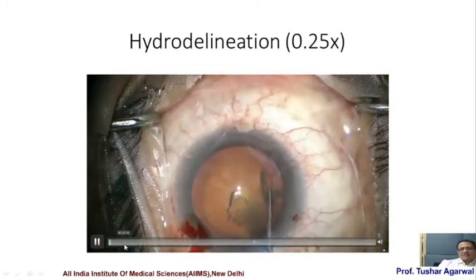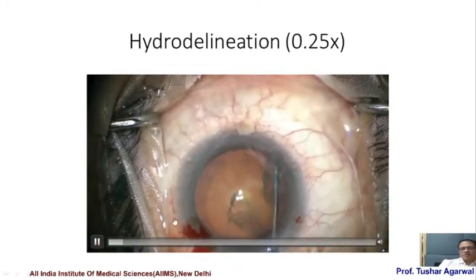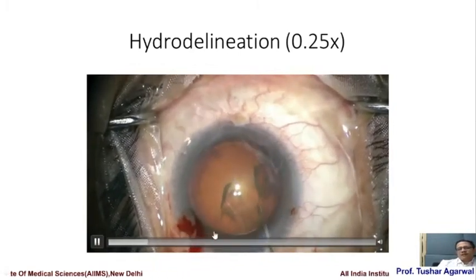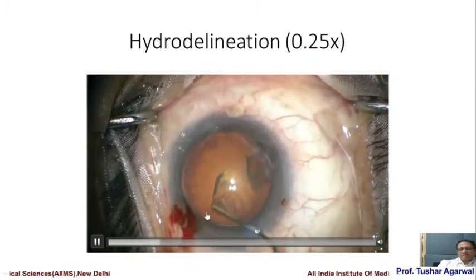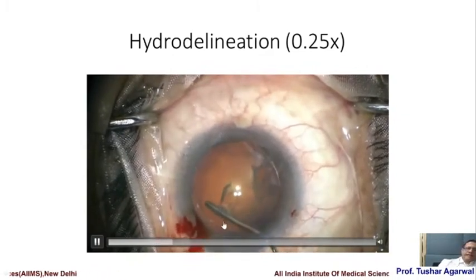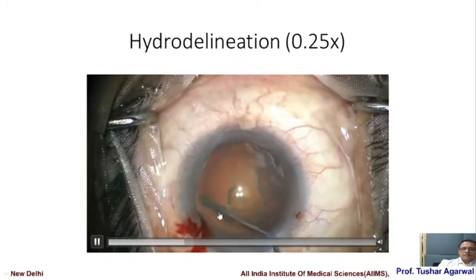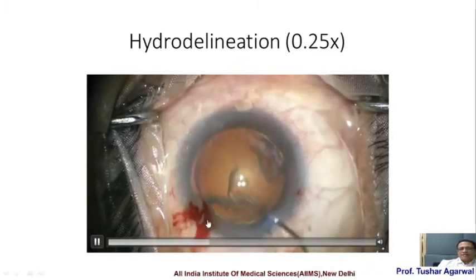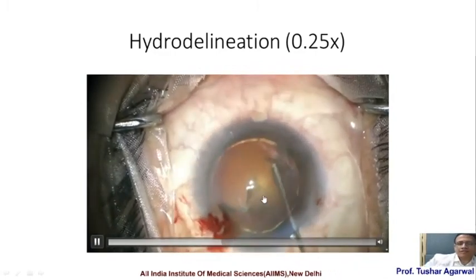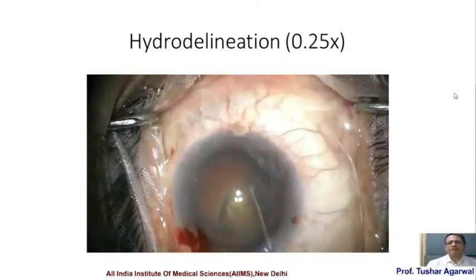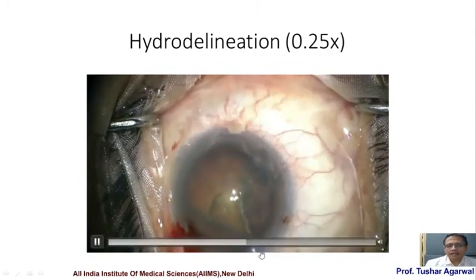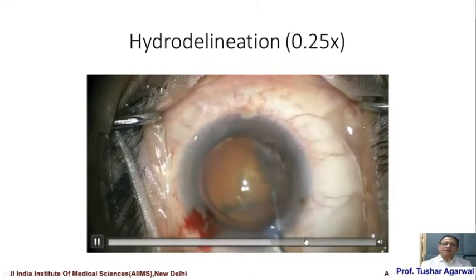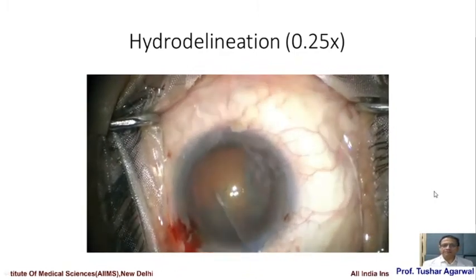So let's just see this in slow motion. If you remember hydrodissection, the needle was in a single plane, it was not moving at all during injection. But in hydrodelineation, the direction is a little downwards and outwards, and I'm always moving the needle. I'm injecting and moving at the same time, to ensure that the fluid is going in multiple planes, creating multiple areas of separation and leading to formation of multiple golden rings, which tells me that I have done a good hydrodelineation in multiple planes.